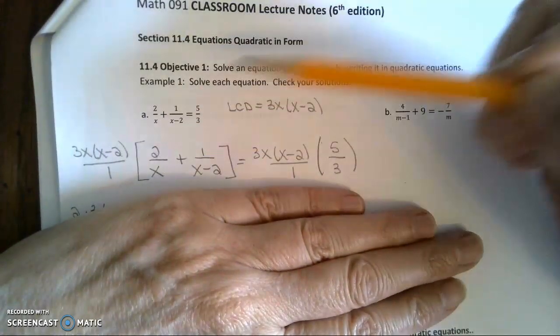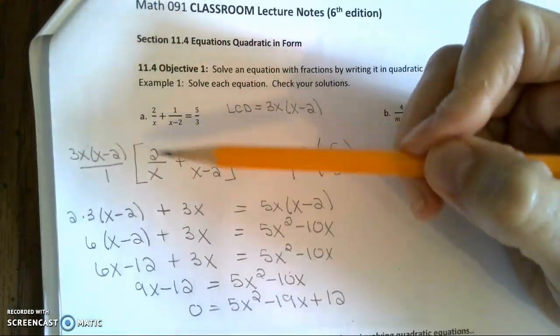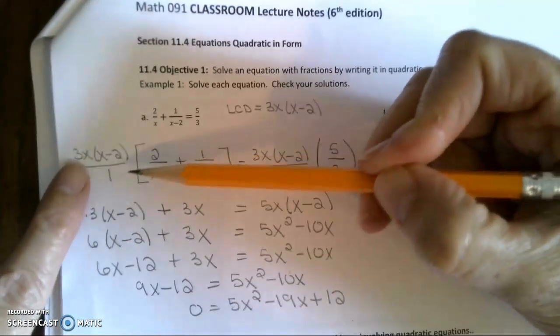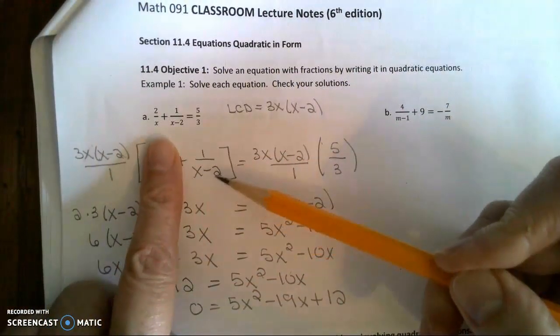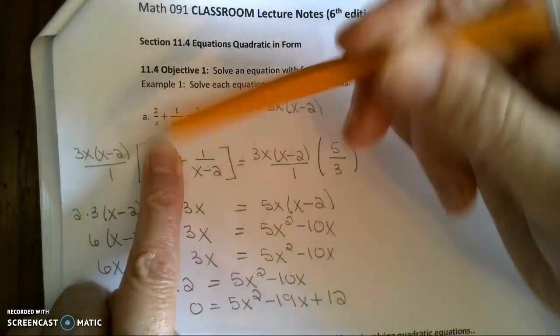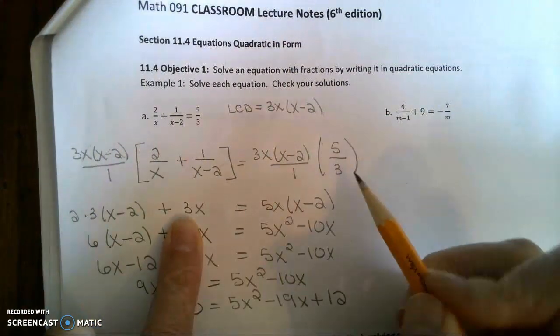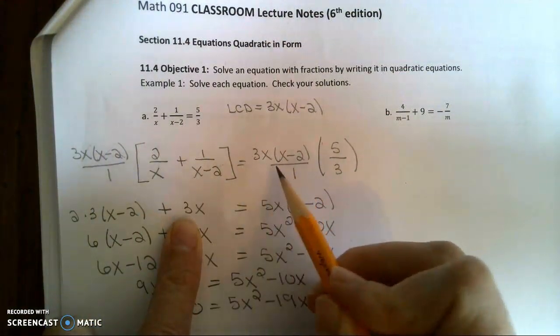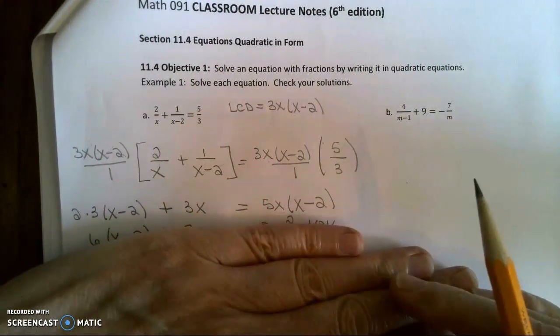Okay, next I'm going to apply the distributive property. If I multiply these two together, the x's cancel out, and I get 2 times 3. Again, the x's cancel, x minus 2. If I multiply these two together, the x minus 2 cancels out, and I just get 3x right there. On the right-hand side, the 3's cancel out, and I get 5 times x minus 2. Okay, so that's the first step.